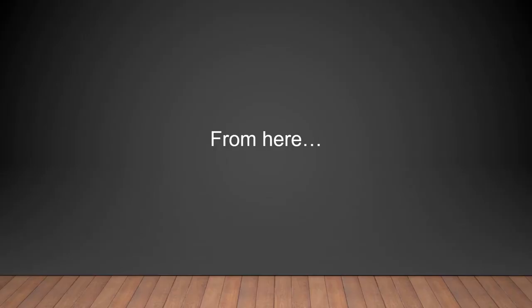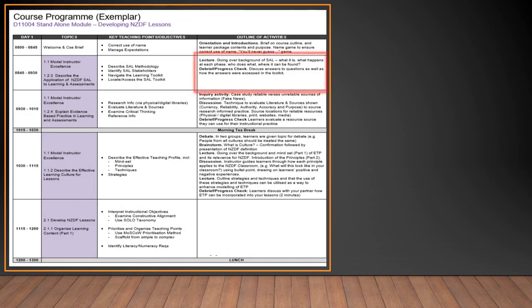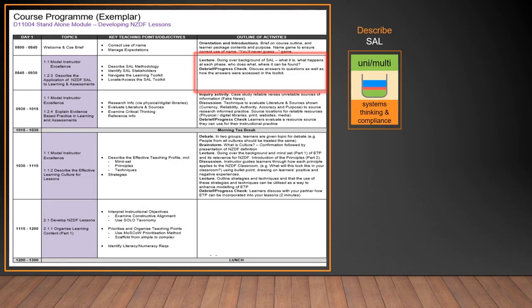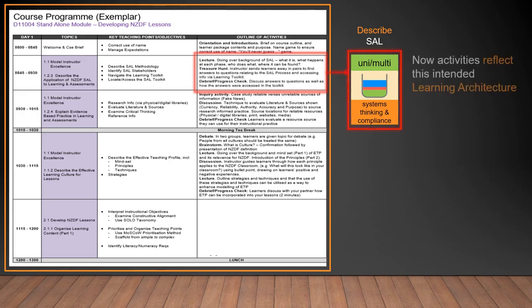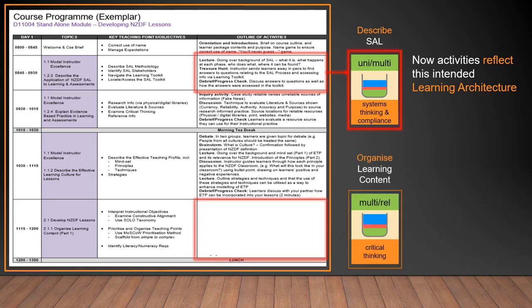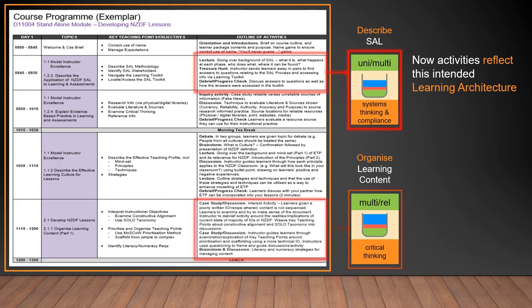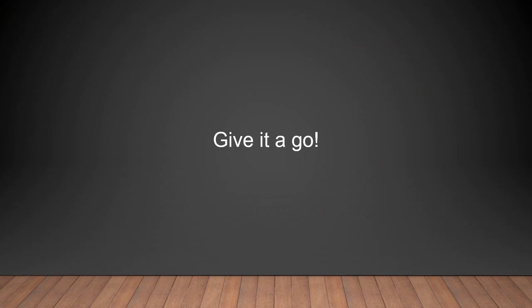From here, we go back to the course program to develop the first section against the revised learning architecture. The new activities should reflect the intended learning architecture. Once again, developing this section against the revised learning architecture, making sure that the new learning activities reflect the intended learning architecture. Give it a go.